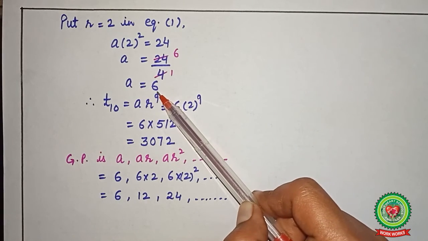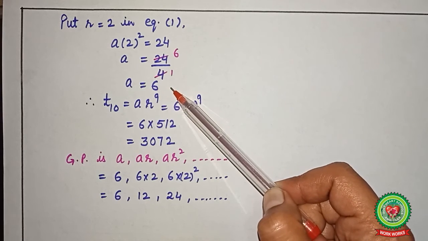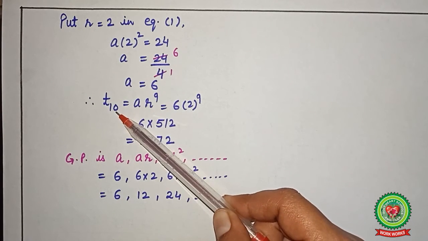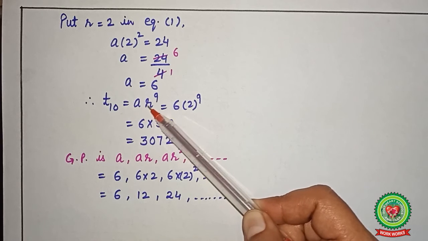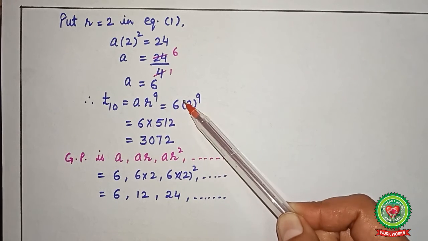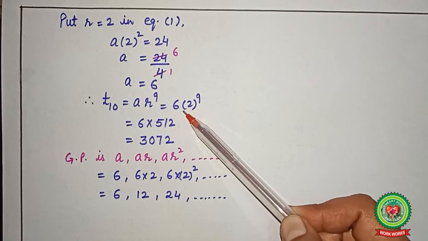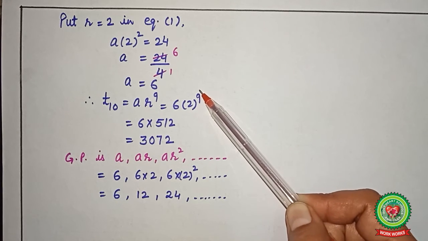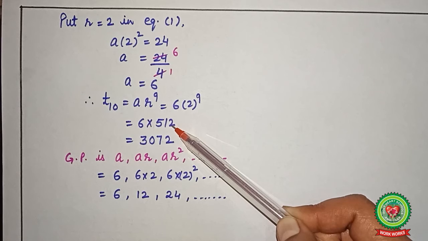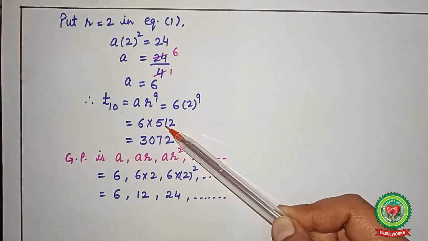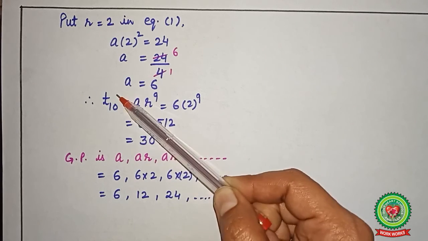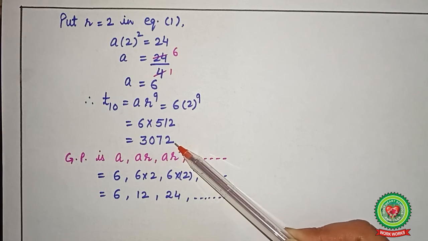Now we have the values of A and R, so we can easily find the 10th term. The 10th term formula is A multiplied by R raised to power 10 minus 1, that is 9. So put the values, we get 6 into 2 raised to power 9. When 2 is multiplied 9 times, we will get 512. So 6 into 512 is 3072. The 10th term is 3072.